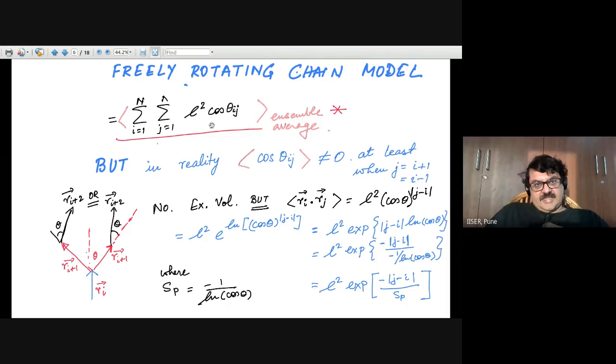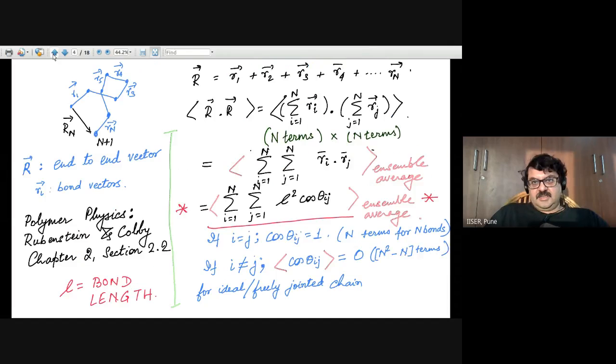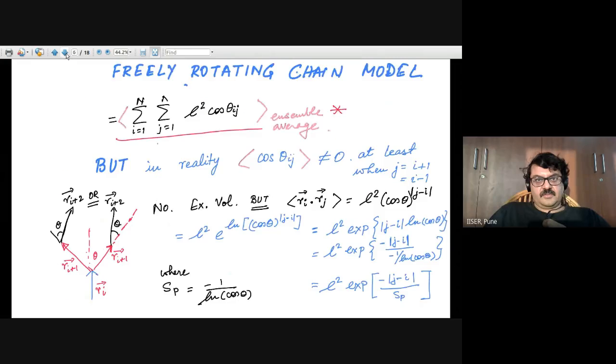Up till this step, it's really the same, but now you have a cos theta ij, between Ri and Ri plus 1. When you take the ensemble average, you won't get 0. Instead, you will get a fixed value of cos theta.